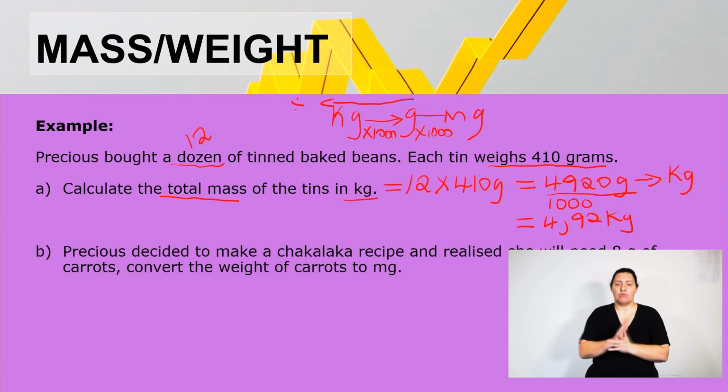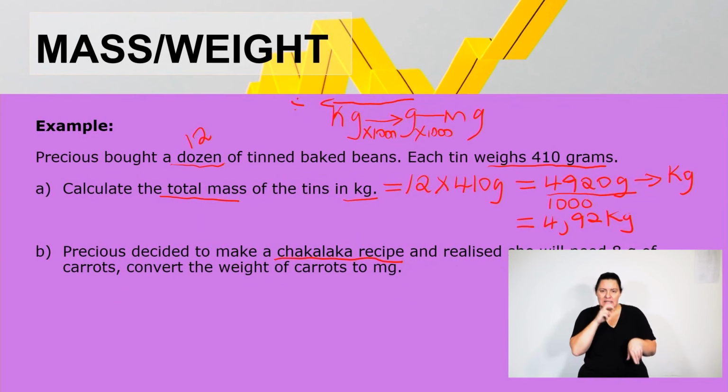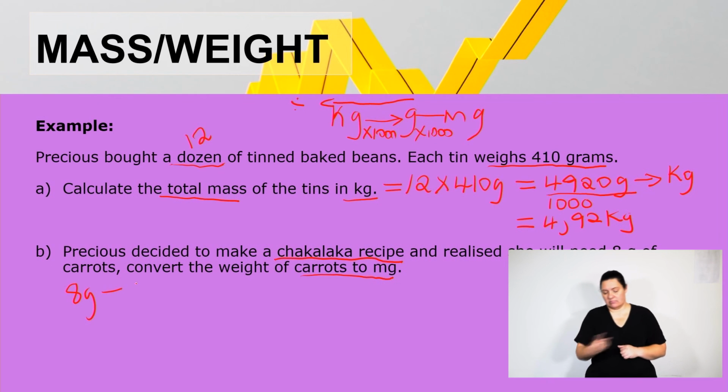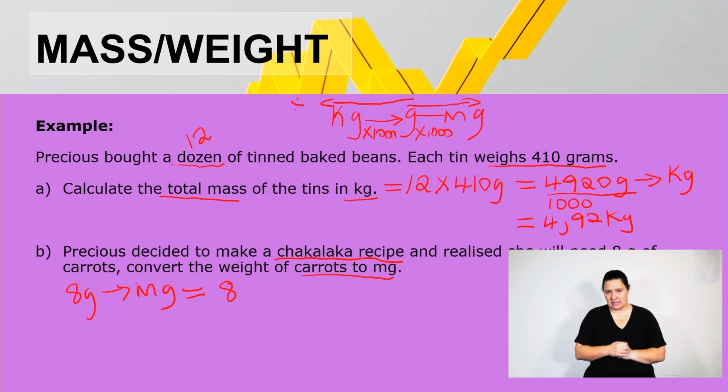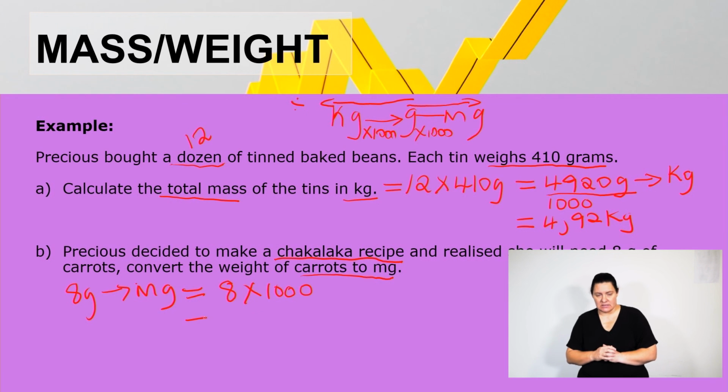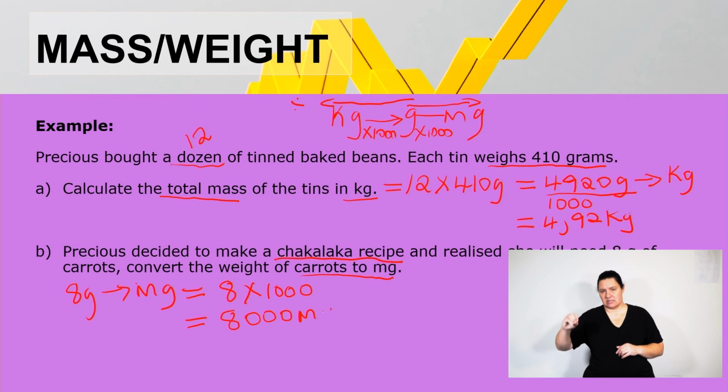Moving along, Precious decided to make a chakalaka recipe. I'm sure this sounds familiar to most of us. And she realized she will need 8 grams of carrots. Convert the weight of carrots to milligrams. So we are converting 8 grams to milligrams. We are going from a bigger unit to a smaller unit. The rule says we must multiply. So we're going to say 8 multiplied by a factor of 1,000. And this one is quite obvious. It will be 8,000 milligrams.